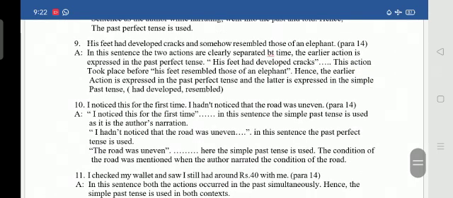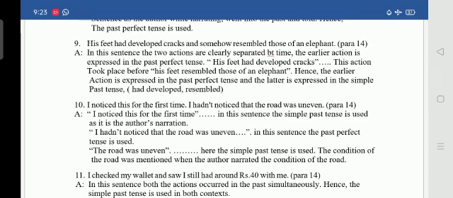See here, ninth one. His feet had developed cracks and somehow resembled those of an elephant. This sentence is from para 14. In this sentence, the two actions are clearly separated by time. The earlier action is expressed in the past perfect tense: his feet had developed cracks. This action took place before. His feet resembled those of an elephant. Hence, the earlier action is expressed in the past perfect tense and the latter is expressed in the simple past tense.